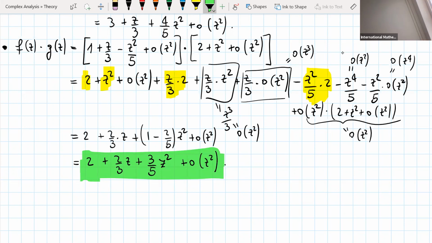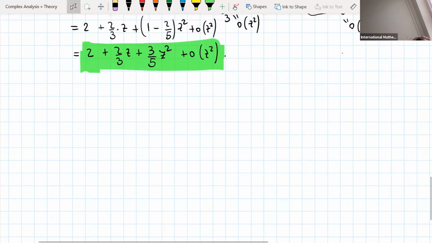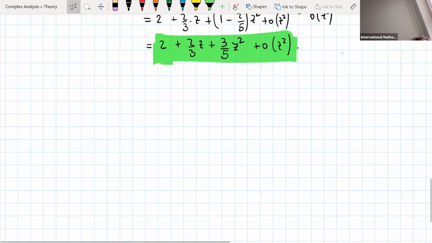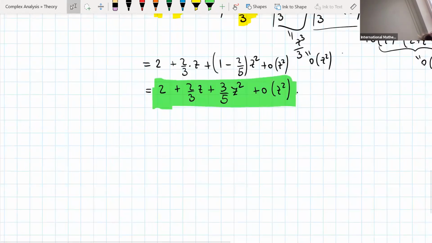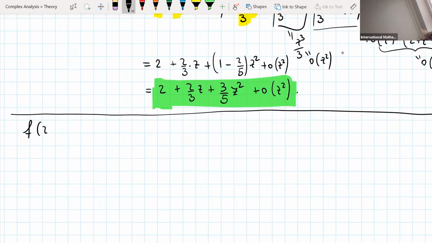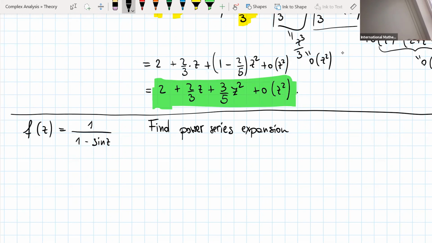Okay, so this is one exercise. So I want to finish with another exercise which is a bit more involved, so we can see then all the possibilities that we have. So let's consider then the following function: f of z equal to 1 divided by 1 minus sine of z. And what we want to do is find the power series expansion of f at z0 equal to 0 up to order 4.